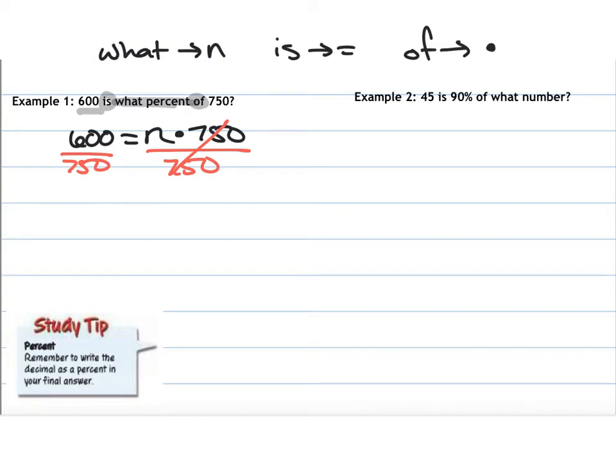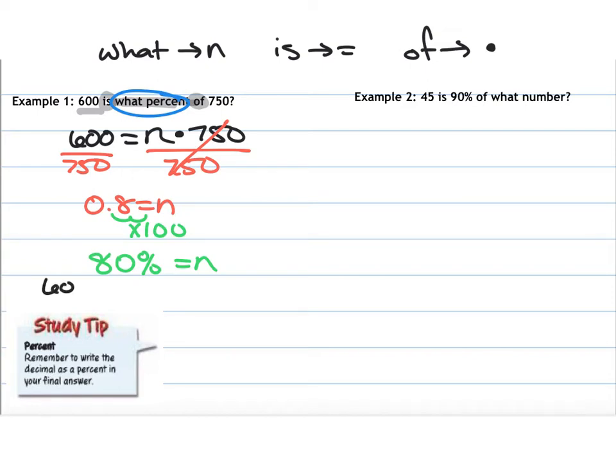And so when I do that, I reduce, right? 600 divided by 750 is 0.8 equals n. Well, it's always good to think, what was I asked? I was asked for a percent. So do I think this is 0.8%? Or changing my decimal to a percent, remember, I need to multiply by 100. So it's 80, right, 2 decimal places, percent. Read it back to yourself to see if it makes sense.